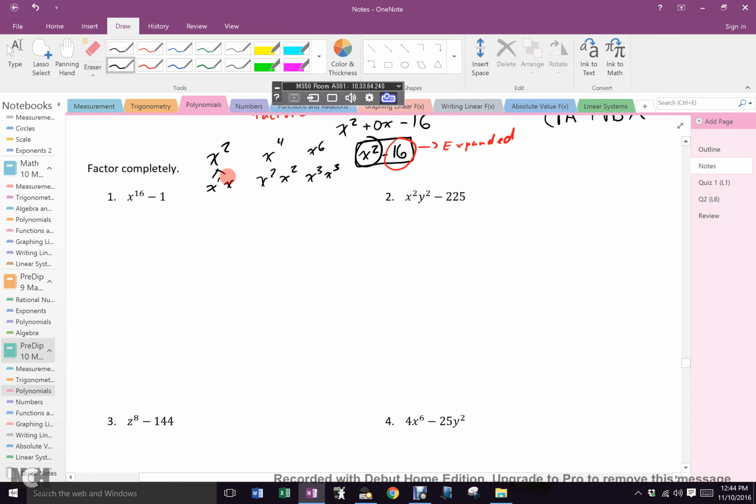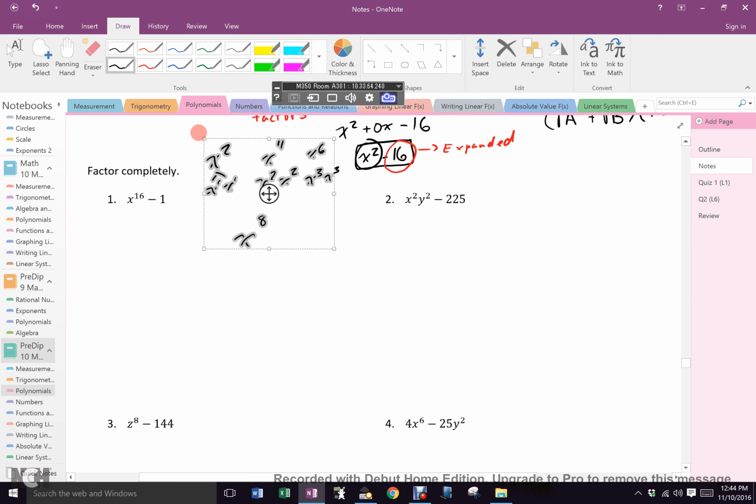Squared factors to 1 and 1. 4 factors to 2 and 2. 6 factors to 3 and 3. What's x to the 8th factor to? 4 and 4. So what's the pattern? Divide it by 2.